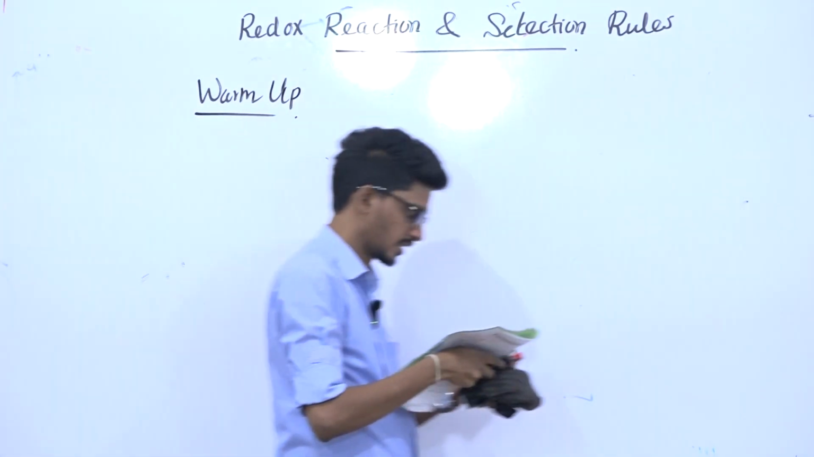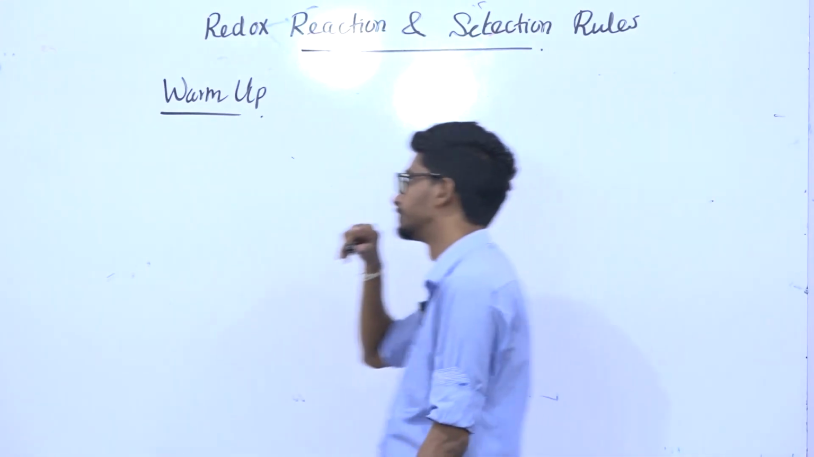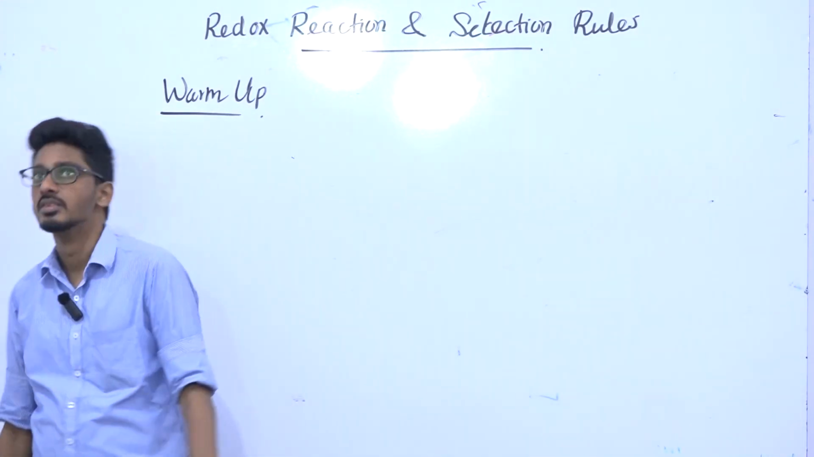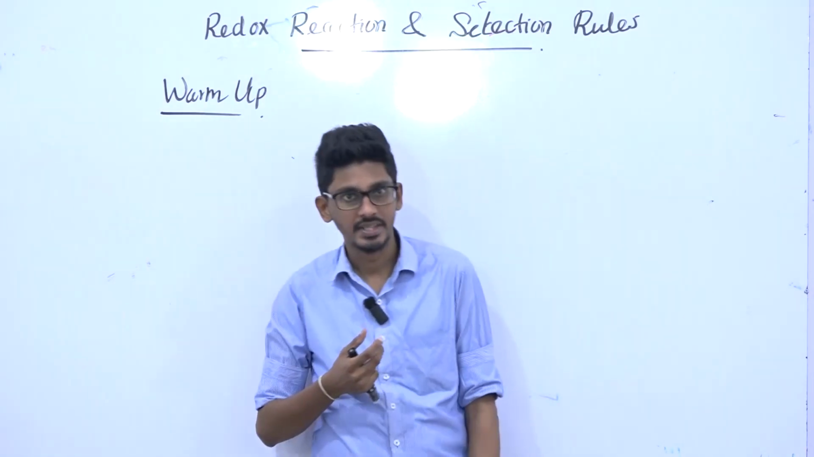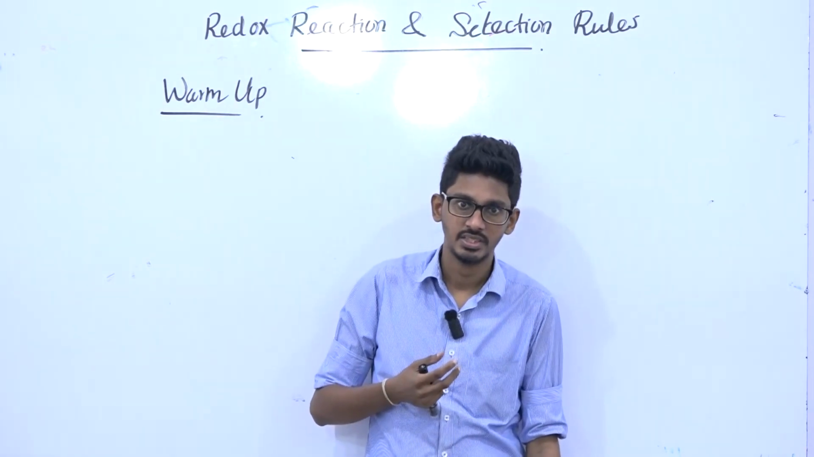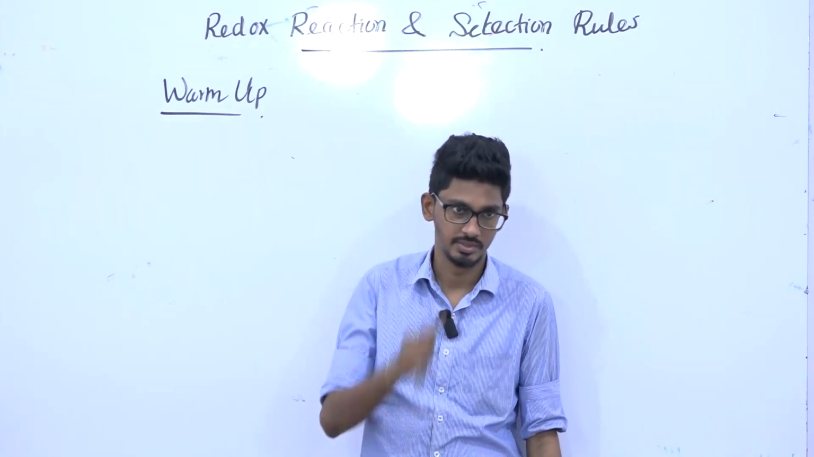Right, so basically there are almost 5 steps, right, to completely solve a chemical calculation question.